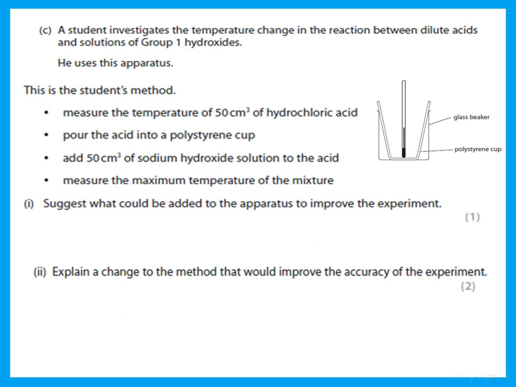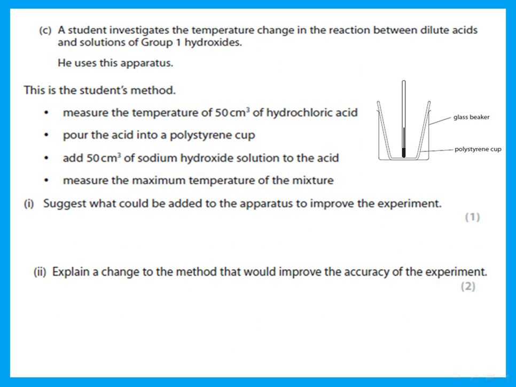A student investigates the temperature change in the reaction between dilute acids and solutions of group 1 hydroxides. This is the student's method. Measure the temperature of 50 centimeter cubed of hydrochloric acid. Pour the acid into a polystyrene cup. Remember, we said any reaction that involves measuring temperature, we should do it in a polystyrene cup because it is an insulator and prevents loss of heat to the environment.